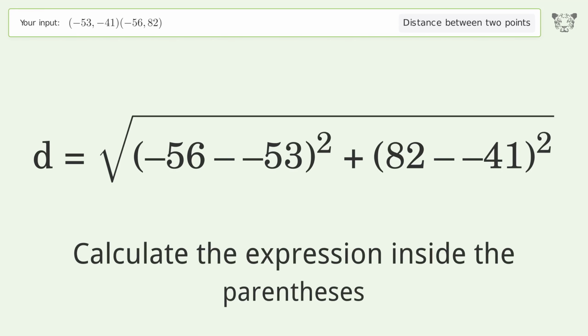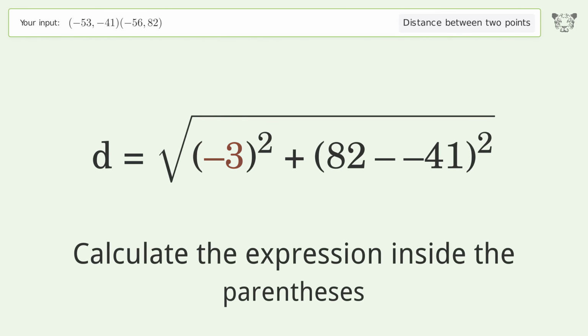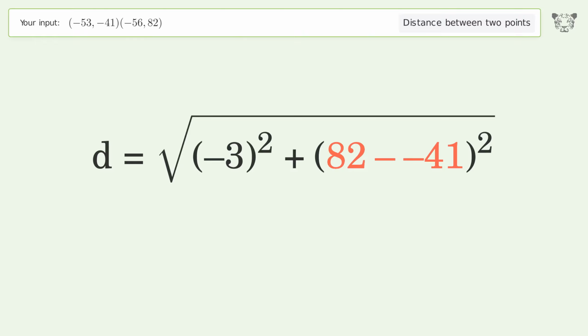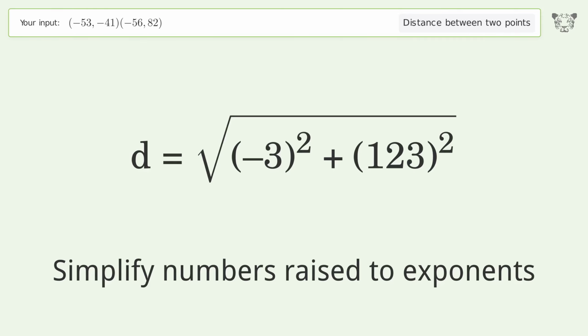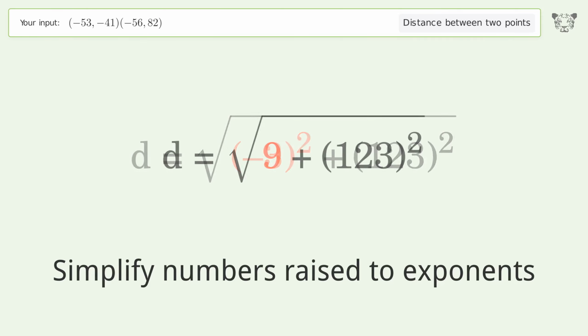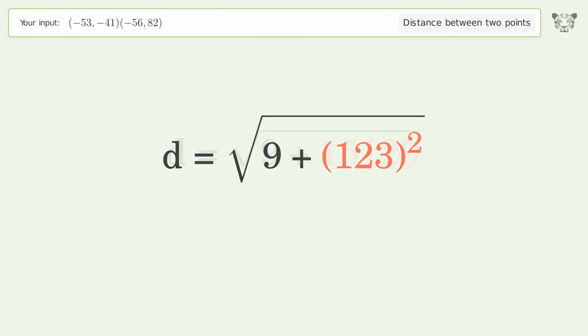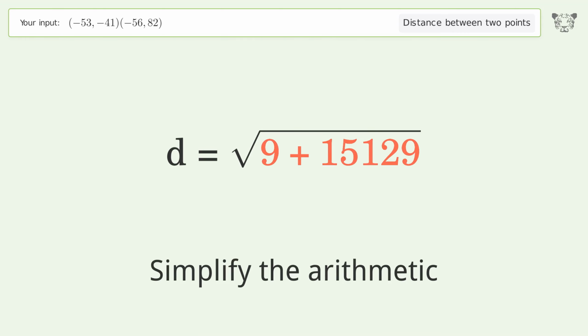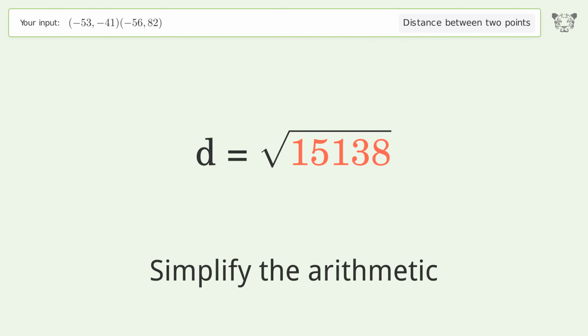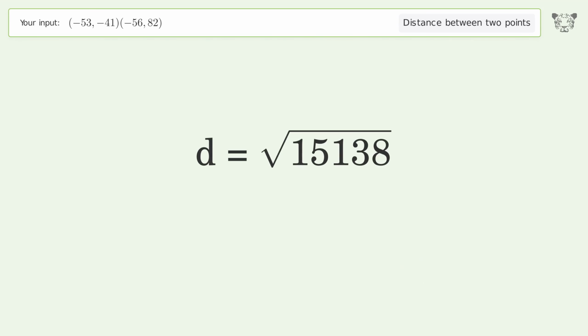Calculate the expression inside the parentheses. Simplify numbers raised to exponents. Simplify the arithmetic. And so the distance between the 2 points is the square root of 15,138, or 123.037.